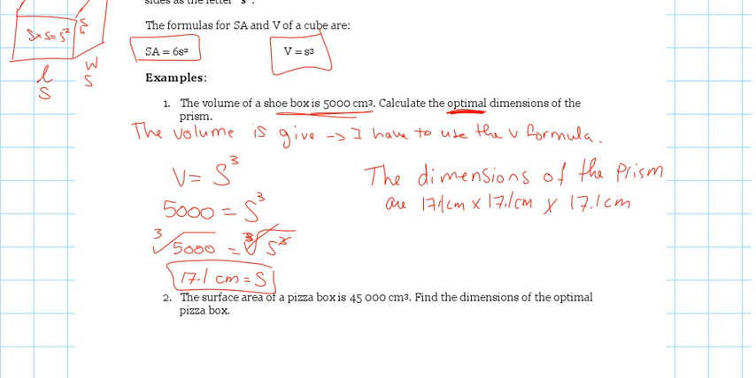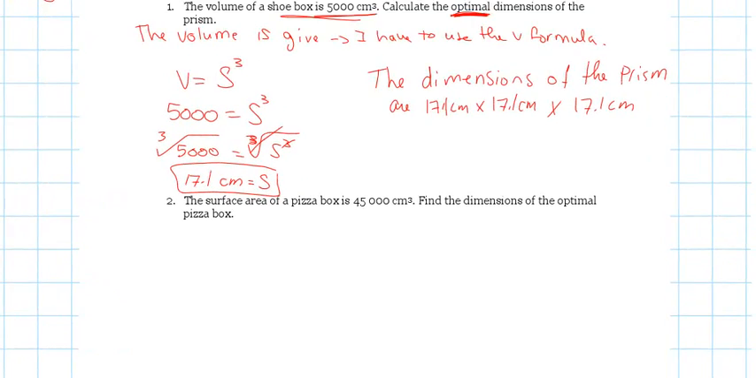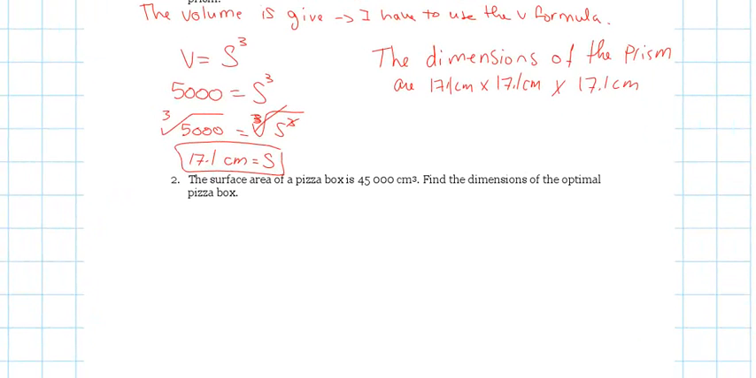Can we go to the second question? Yeah. All right, so the second question is telling you that the surface area of a pizza box, there's a mistake here. What's the mistake? Cube. What should it be? Squared. So this should be squared because surface area has a squared unit, right? You guys are too smart for it. So the surface area of a pizza box is 45,000 centimeters squared. Find the dimensions of the optimal pizza box.